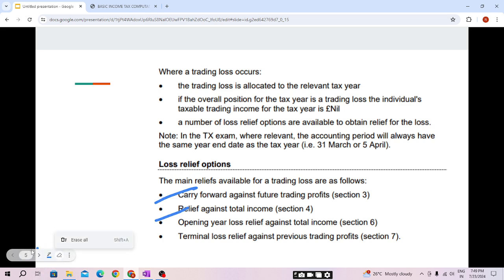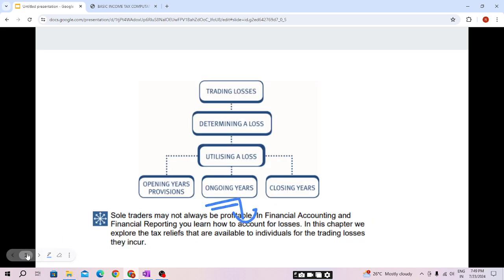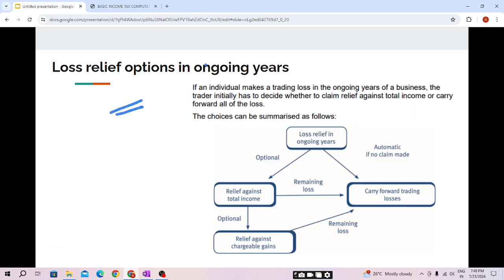So students, for the ongoing year, we have two types of relief. The first relief is carry forward against future trading profits, and the second is relief against total income. So if loss is incurred in ongoing years, the individual can claim to set off the loss against total income of the current year or carry forward all the losses. Now students, loss relief in ongoing year. We had two options: carry forward trading loss or relief against total income.